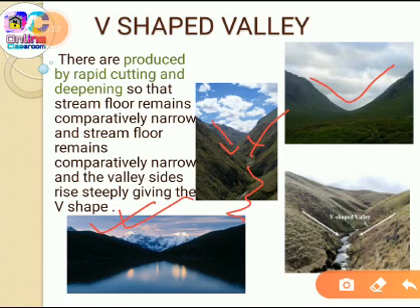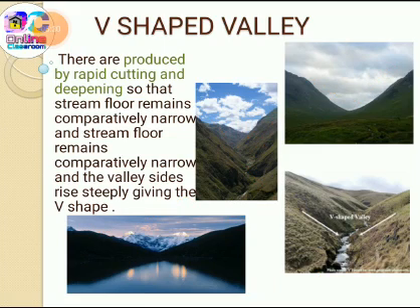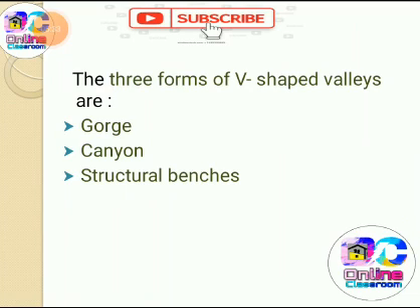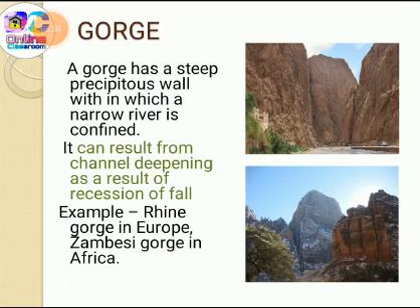Next, we are going to find out how the various forms of V-shaped valleys are formed. The V-shaped valleys are formed in basically three forms, that is a gorge, canyon, and structural benches. The first is a gorge, which has a steep precipitous wall within which a narrow river is confined, and this results in the channel deepening and the recession of the falls.